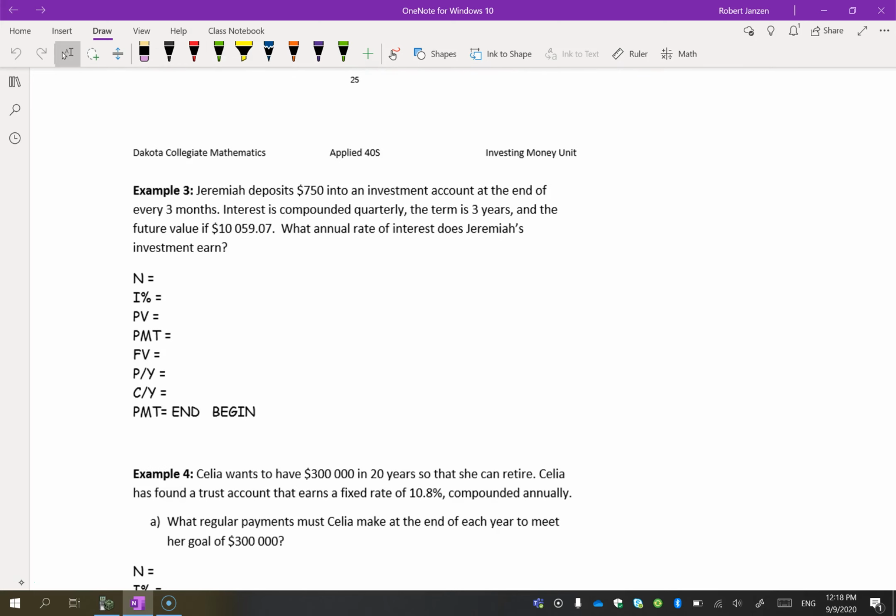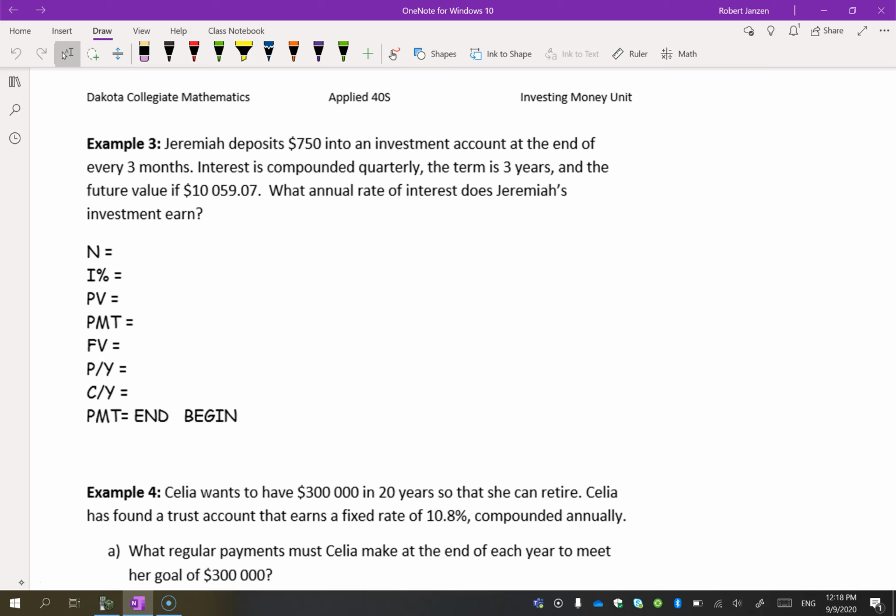All right, let's go to example 3. Example 3, Jeremiah deposits $750 into an investment account at the end of every 3 months. Okay, interest compounded quarterly. The term is 3 years. The future value, let's put that in right away. He ends up with $10,059.07. What annual interest rate does his interest earn?